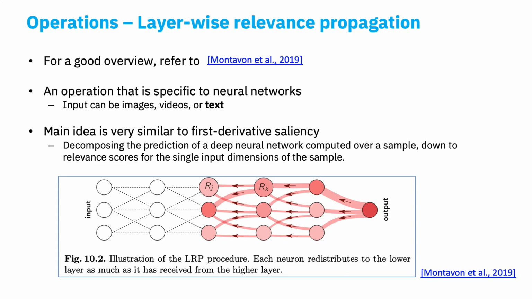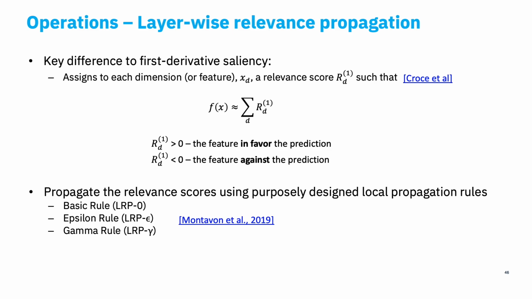Similar to first derivative saliency, the idea is to measure the contribution of the input elements to the final prediction. In NLP, that usually leads to characters, tokens, and words. The main difference between first derivative saliency and layer-wise relevance propagation is described by this formula. Here, f of x corresponds to the prediction score or the final output score of a model. Layer-wise relevance propagation distributes this score and assigns them to each dimension of the input layer, such that the relevance scores of the input layer roughly sum up to the final score.